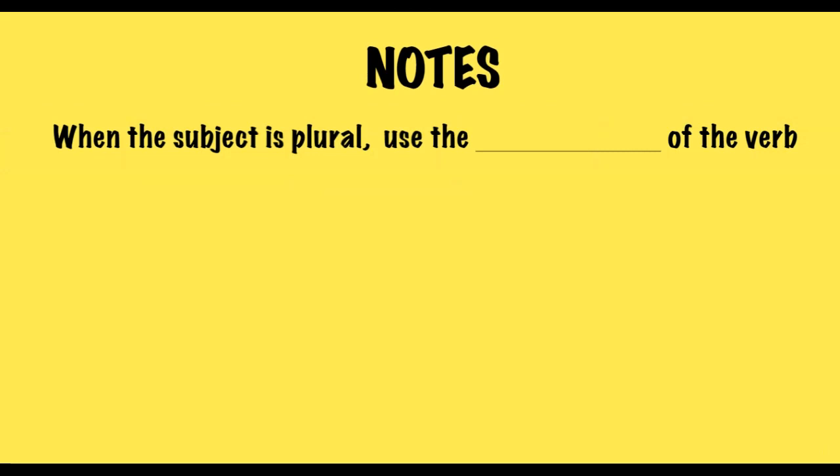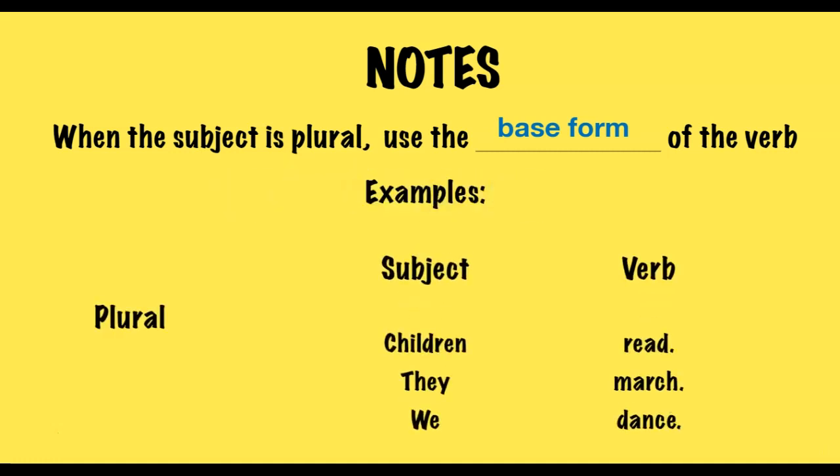It says when the subject is plural, use the base form of the verb. So when the subject is plural, we're going to use the base form. For example, plural subjects are children, they, we. Those are all plural. There's more than one. The children read, they march, we dance. You're using the base form of the verb, no endings.